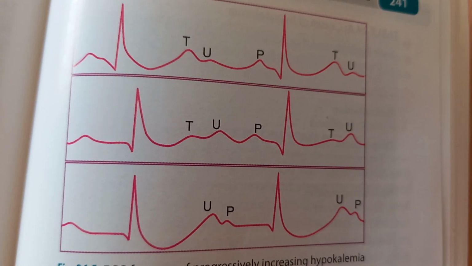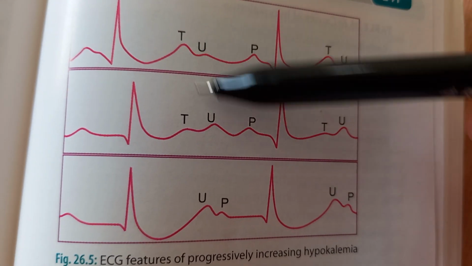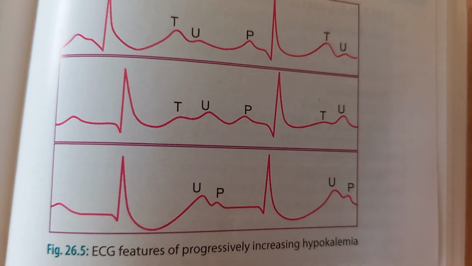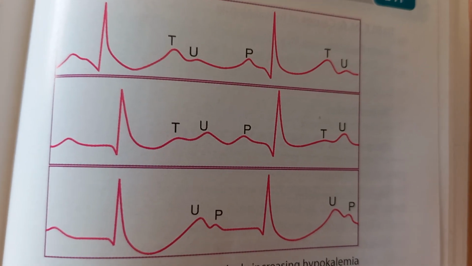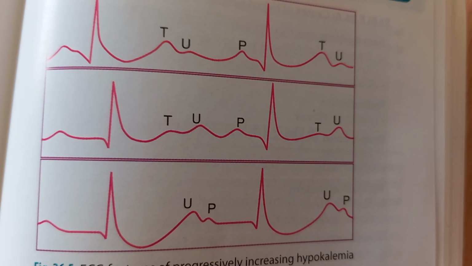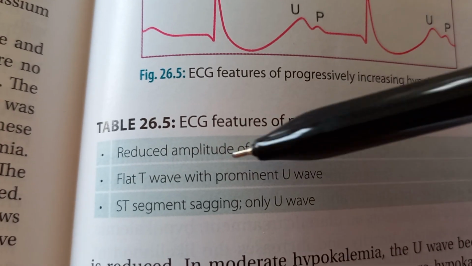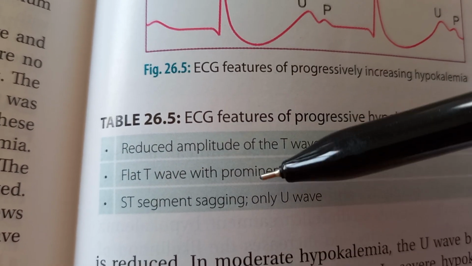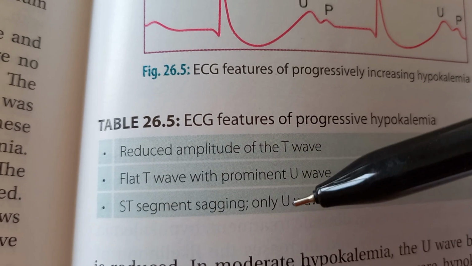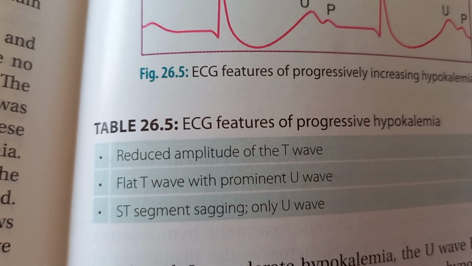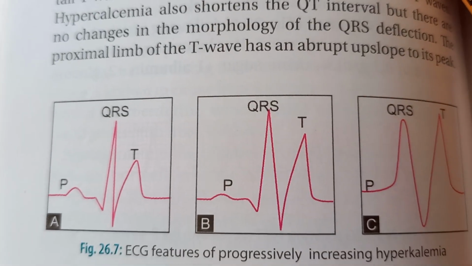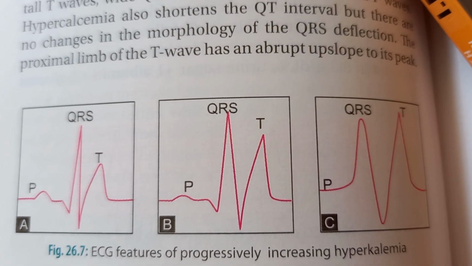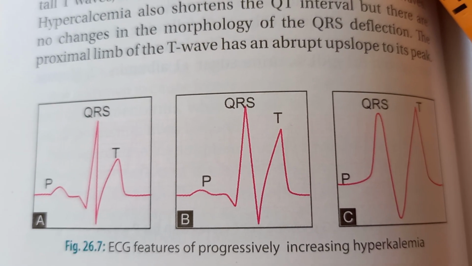So what should you see here? The T wave. Look at that. The T wave is not marked in the last one. No pot, no T. No potassium, no T wave. See, they have explained here. Reduced amplitude of the T wave, flat T wave with prominent U wave, ST segment sagging, only U wave. Now look at this and tell what you see. The T waves are tall. So this is progressively increasing hyperkalemia.